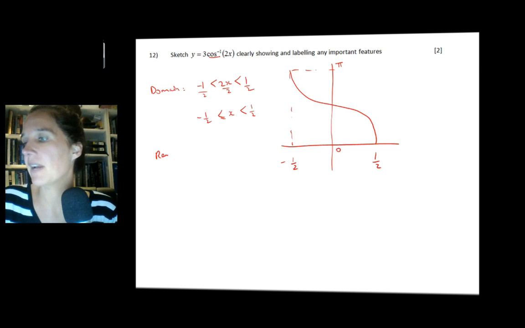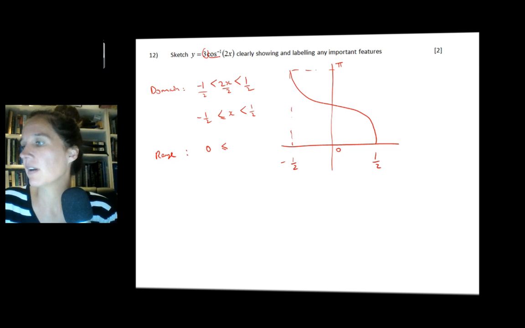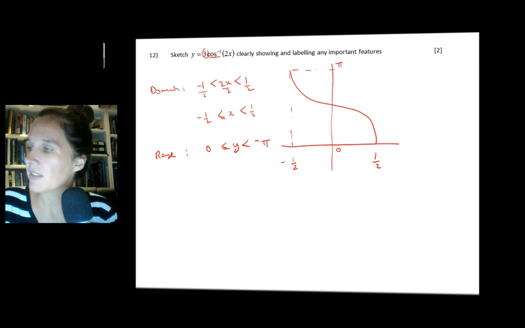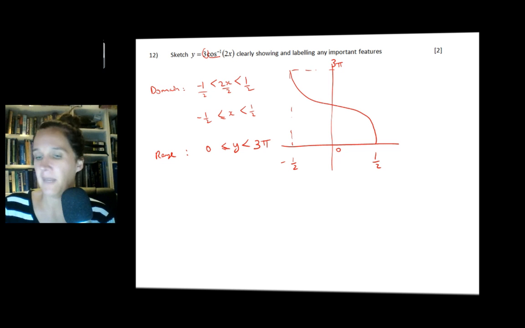And if we think about our range here, we see we have this 3 out the front. Normally we're between 0 and pi for our y. And we've multiplied that by 3, so this becomes 3 pi. Our 0 multiplied by 3 remains as 0. So here we've got 3 pi.